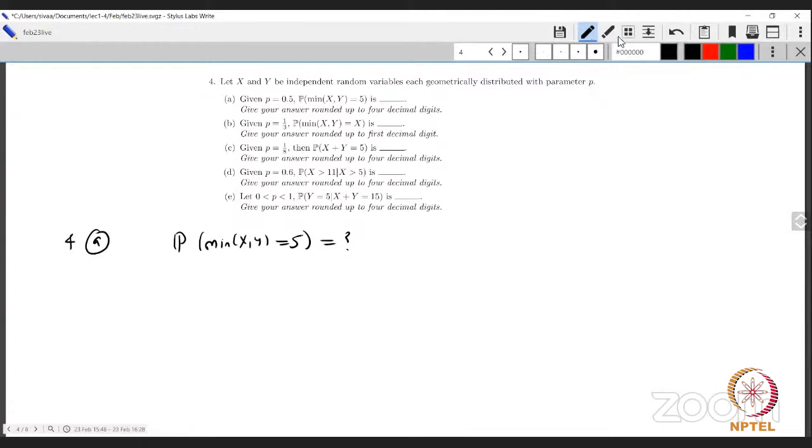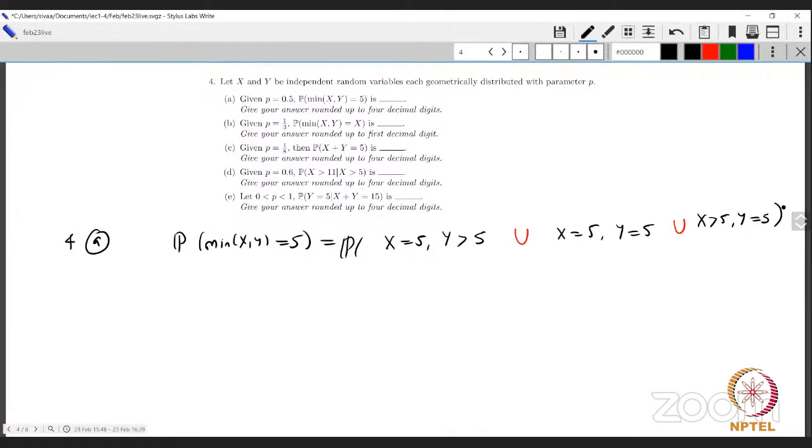Think a little bit. It is the same as the probability that x is equal to 5 and y is strictly bigger than 5. Or, like you said, x can be equal to 5 and y can also be equal to 5. Or the last way is when x is bigger than 5 and y is equal to 5, right? These are the ways in which the minimum of x comma y is equal to 5. Is the idea clear?